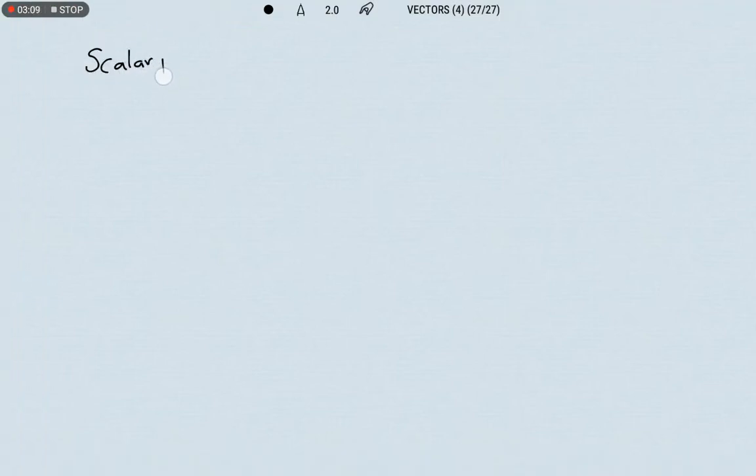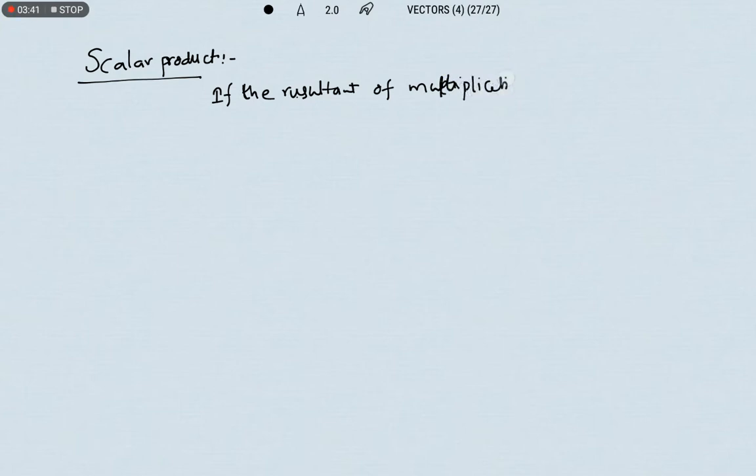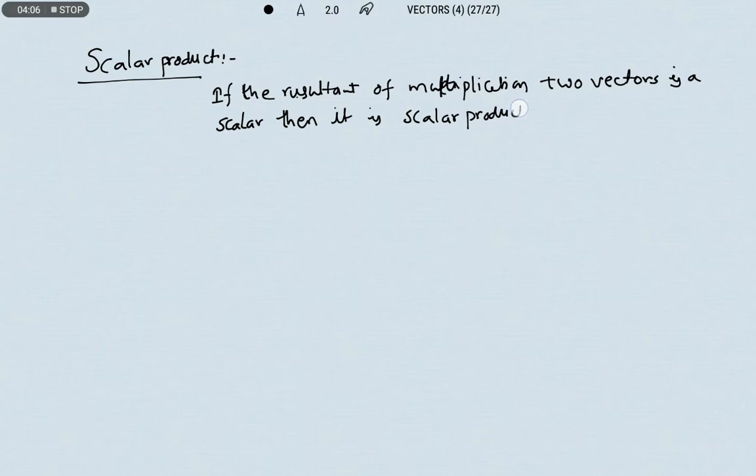Scalar product. I told you that if the resultant of multiplication of two vectors is a scalar, then it is scalar product.